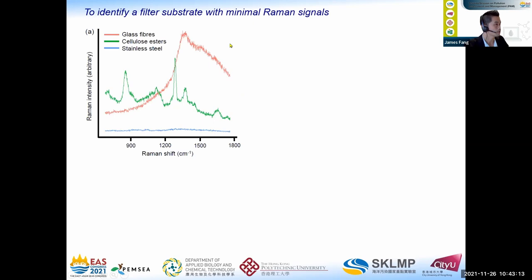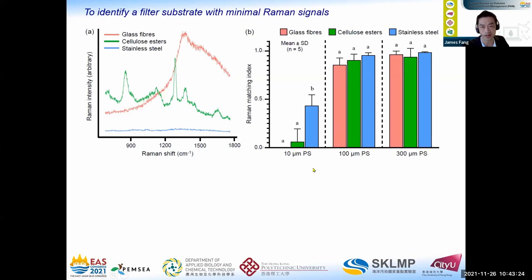From this data, we think stainless steel may be good. So the next step, we do an evaluation. We put polystyrene, PS, a common type of microplastic, with different particle sizes, 10 micron, 100 micron, 300 micron, on each type of this filter paper: glass fiber, cellulose, and stainless steel.